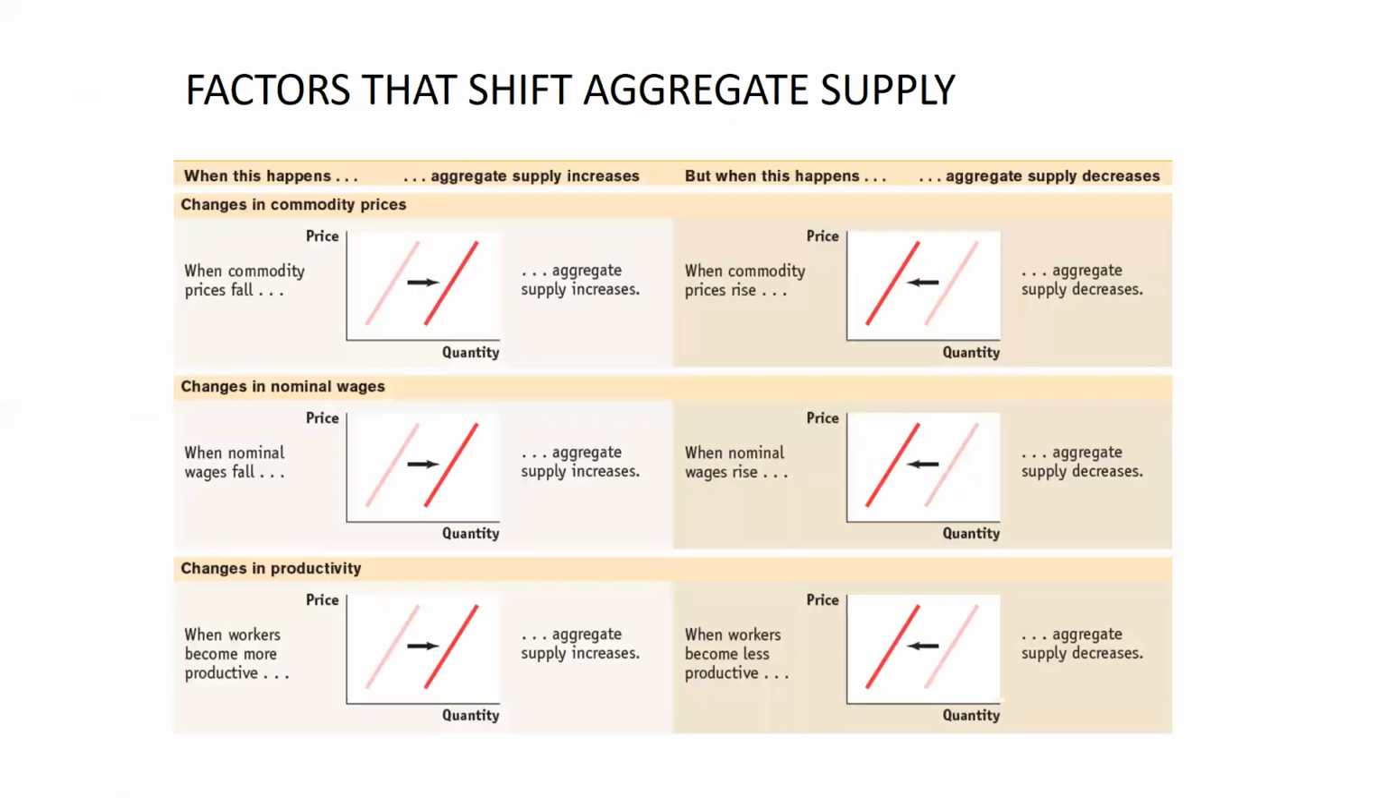So, for example, when commodity prices fall, this increases profits and pushes supply up. When nominal wages fall, this also reduces your cost, and so increases your profits, and increases aggregate supply. An increase in productivity also makes you more productive, reduces your cost, and increases your short run aggregate supply curve.